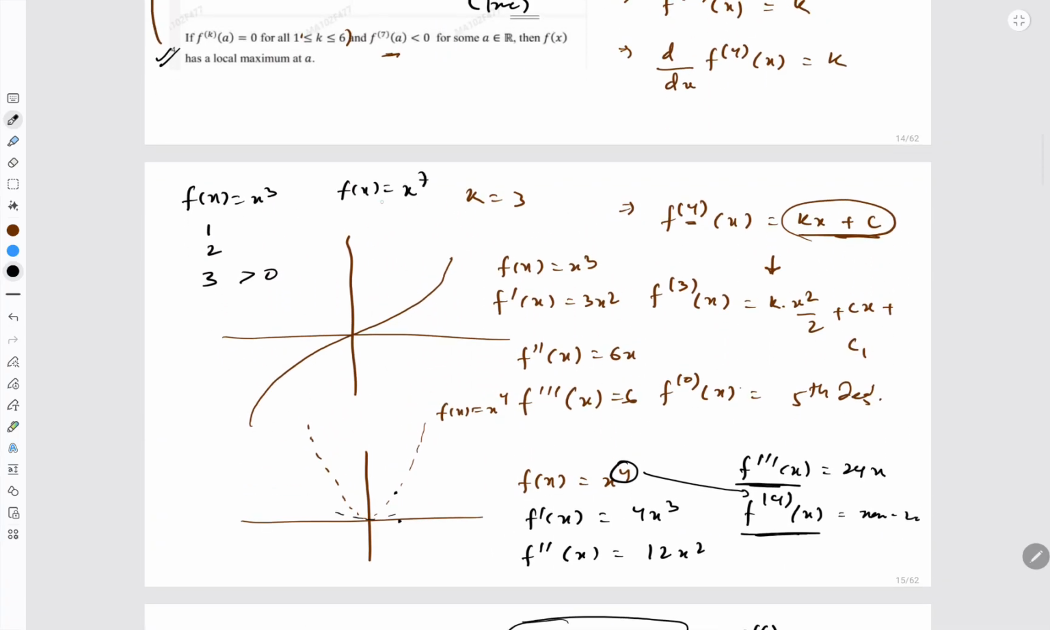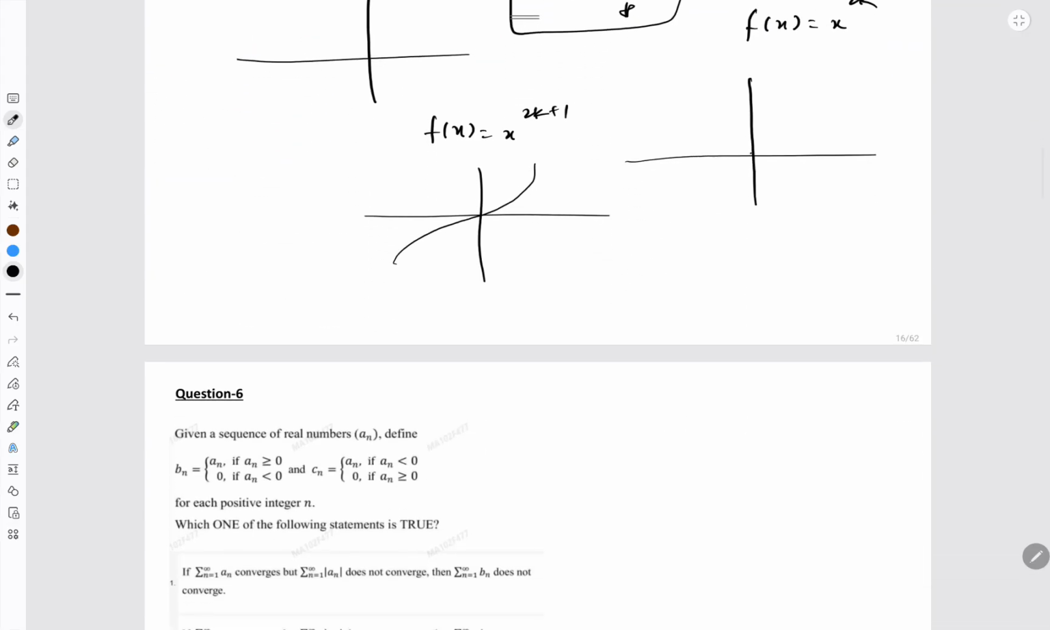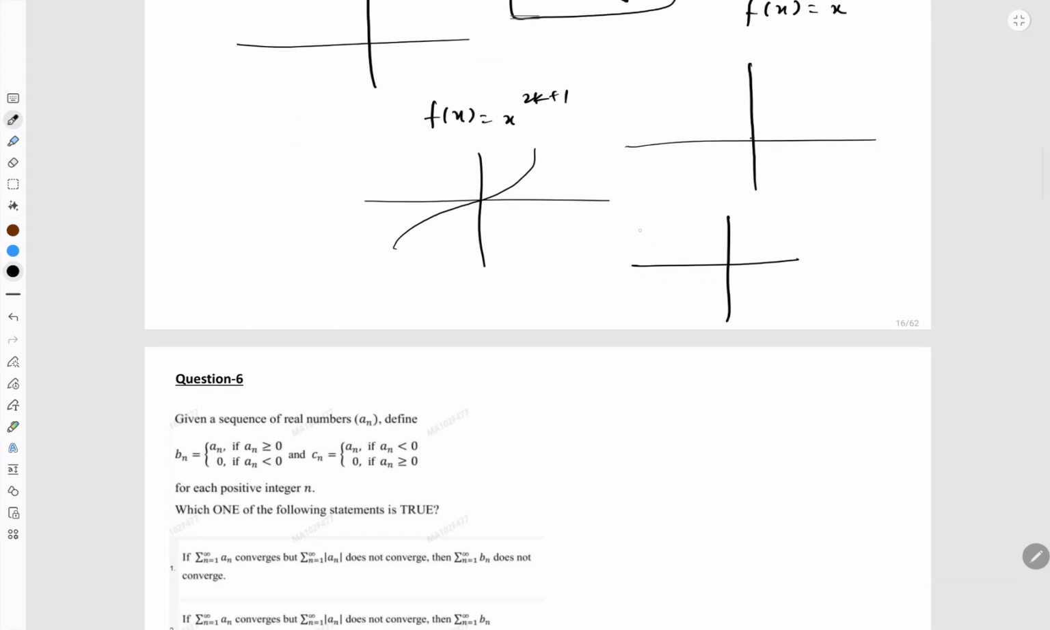So if I do, for here from order 1 to 6 the derivative will be 0, and the 7th order derivative will be positive, but it is saying the 7th should be negative, so I can do minus x raised to the power 7, right? It is the same graph, it will be flipped like this. So f of x is equal to minus x raised to the power 7.